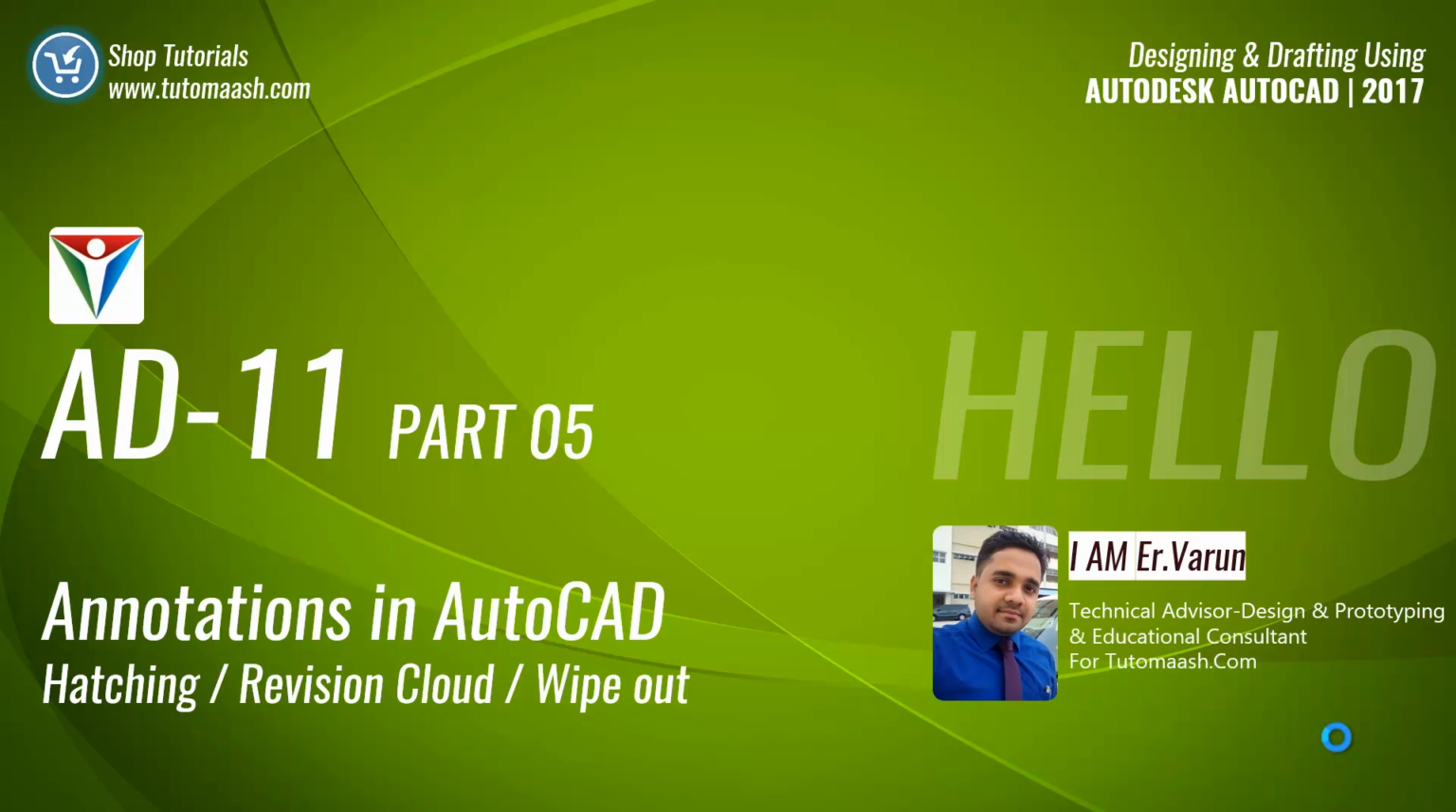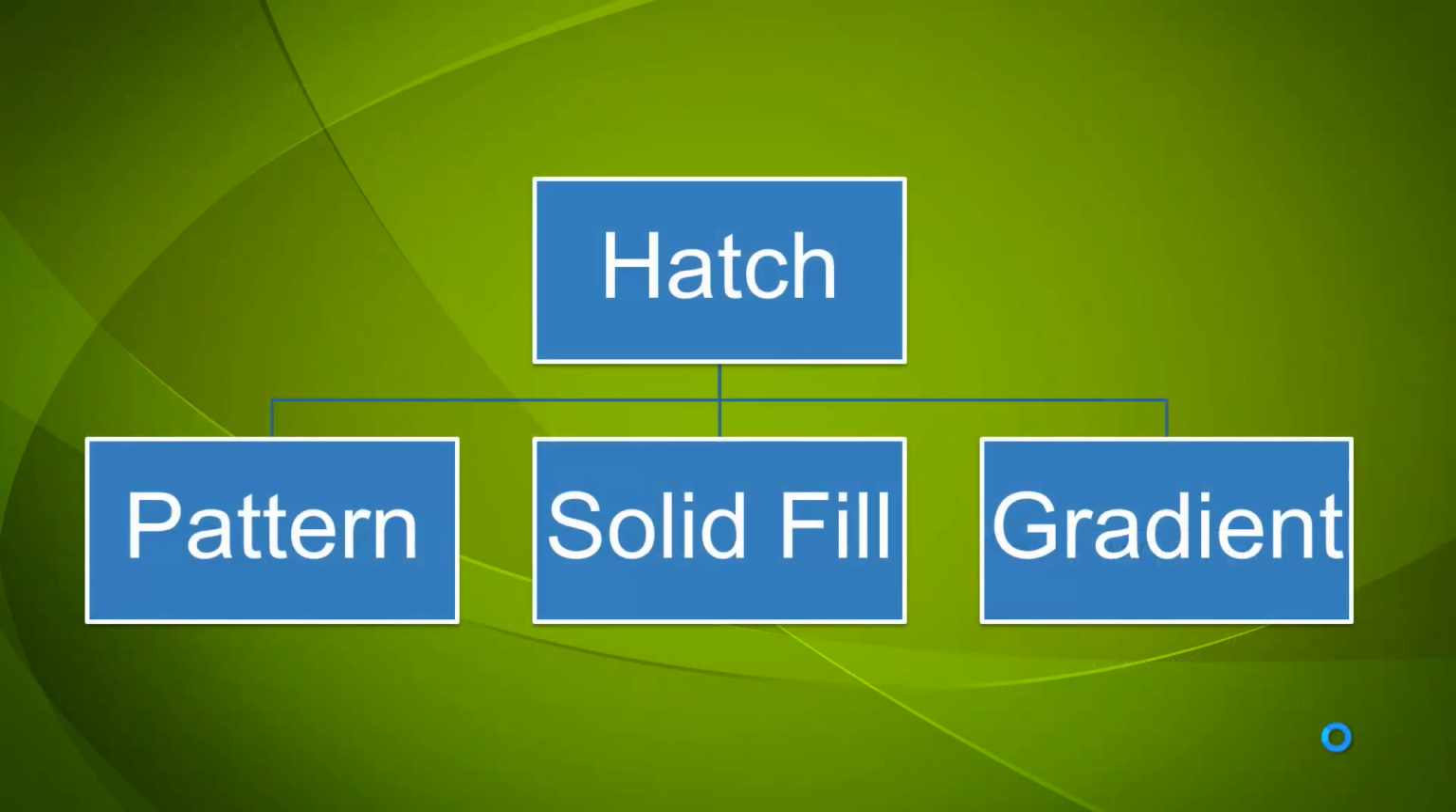In this session, we will be discussing annotations in AutoCAD. Hatching is one of the important tools which we use in engineering drawings. Understanding the importance, AutoCAD also has the tool to do hatching. Basically in AutoCAD, hatching is subdivided into three sections, that is pattern, solid fill and gradient.